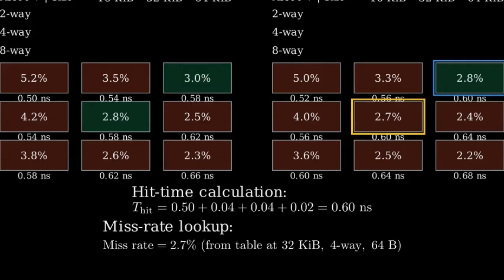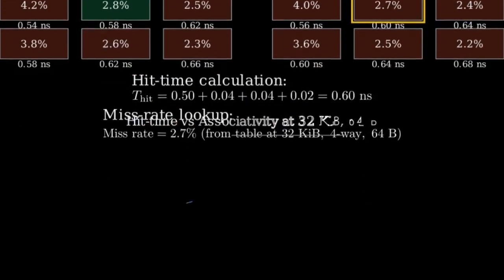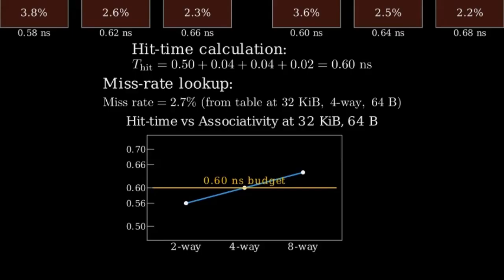To see how associativity pushes us against the hit time budget, here is a quick associativity sweep at 32 kilobytes with 64-byte blocks. Notice how going beyond four-way would cross the 0.6 nanosecond budget in this model. Our final pick is 32 kilobytes, four-way set associative, with 64-byte blocks. It meets both constraints, is latency balanced, keeps conflict misses low, and matches common industrial designs.